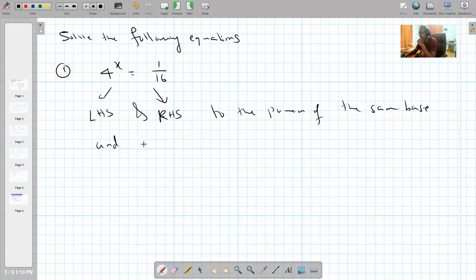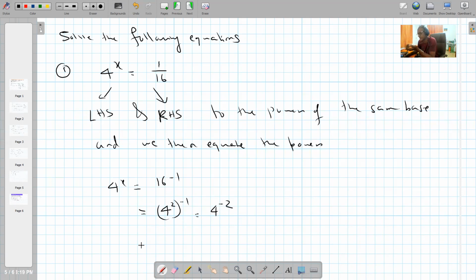And we then equate the powers. Et 4 to the power of x is equal to 16 to the power of minus 1. Tout ça, c'est law of indices. 1 over 16 is equal to 16 to the power of minus 1, which is equal to 4 to the power of 2 to the power of minus 1. Et ça aussi, law of indices, 2 multiplié par minus 1, 4 to the power of minus 2. Alors, same base, we equate the powers, x is equal to minus 2. Answer.